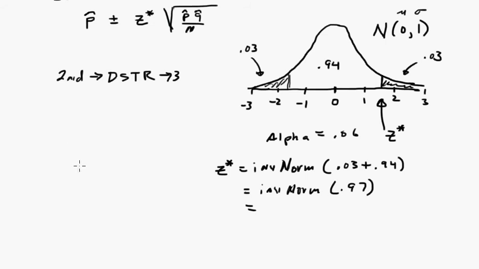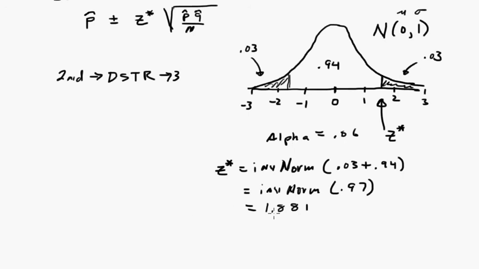Okay, so then I put in 0.97, close parentheses, and I get 1.880, or well, 1.881. So that's Z star.